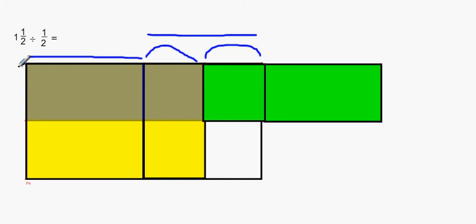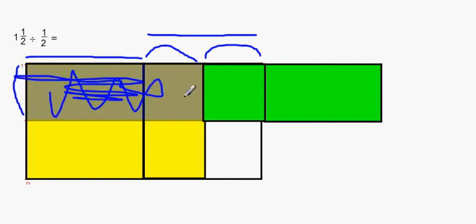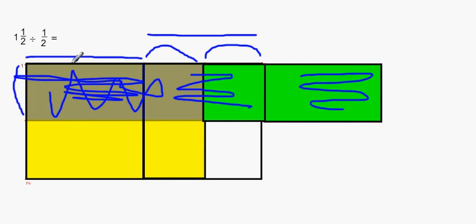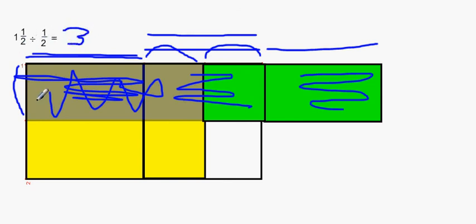How many halves, how many of this height can I make out of all this yellow? I can make this piece all in here. That's one whole. These two together make another whole. And this piece down here now is up here. That's another whole. So I've got 1, 2, 3. So my answer to this question is 3. How many halves are in 1 1/2? There are 3 halves.